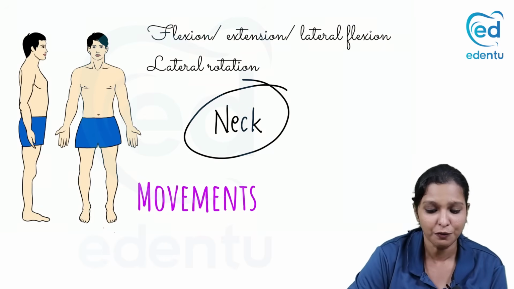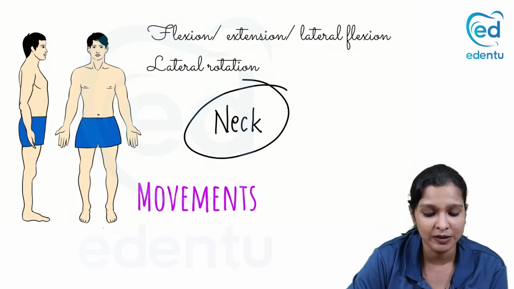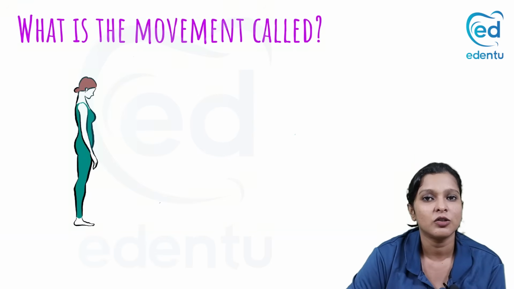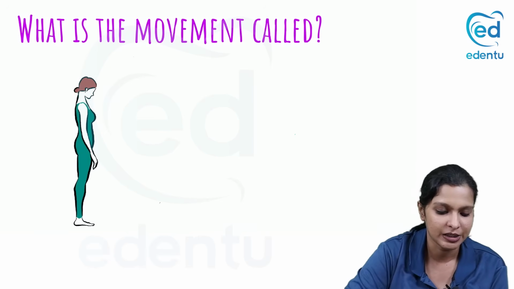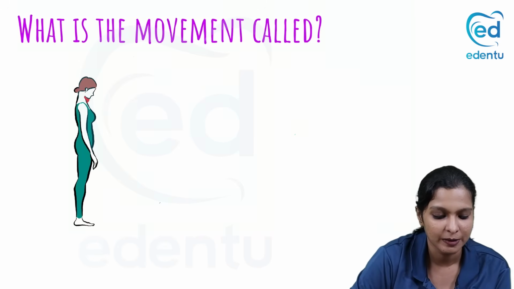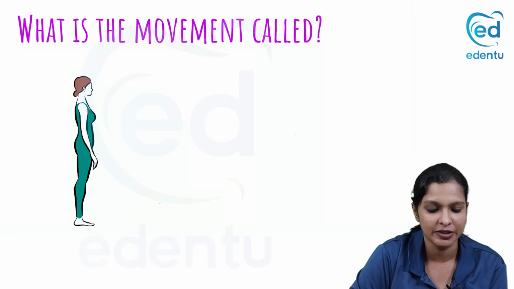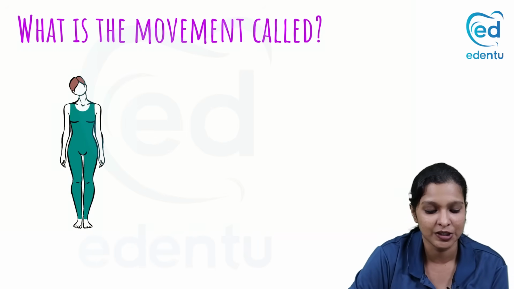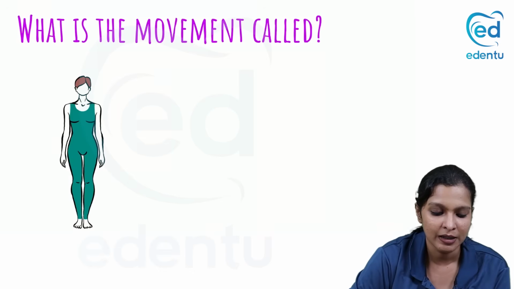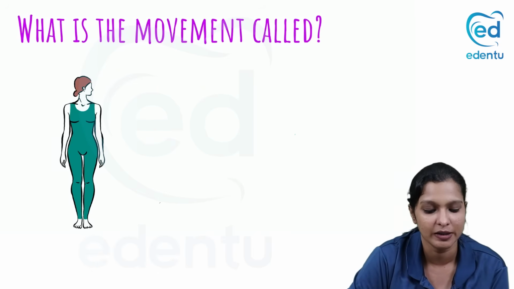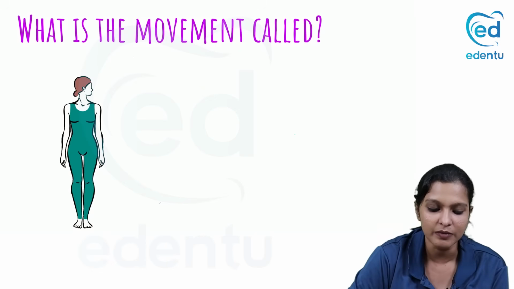Then for the neck region, again we have similar terminologies. Here you can see the head is bent downwards. So the angle is decreased in the neck region here. So it is flexion of the neck, whereas this is extension of the neck. Here you can see this is lateral flexion of the neck, and this is lateral rotation, turning it like saying no, nodding the head. That is lateral rotation of the neck region.